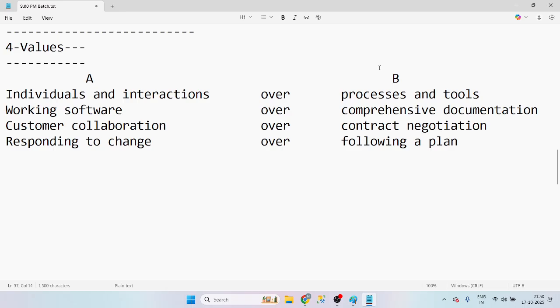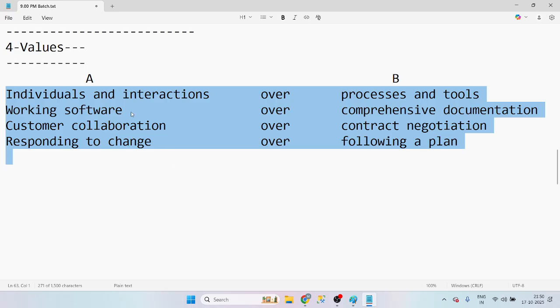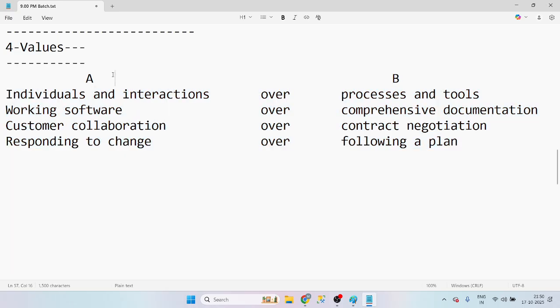If we have no doubts, I will explain all these for today, and tomorrow we can learn about the 12 principles. Okay, right, that's right. Now, what is it saying, guys?